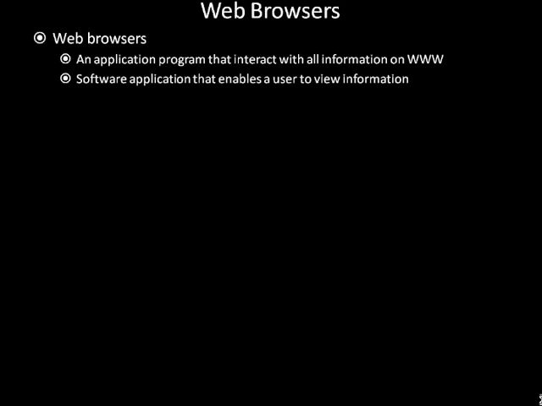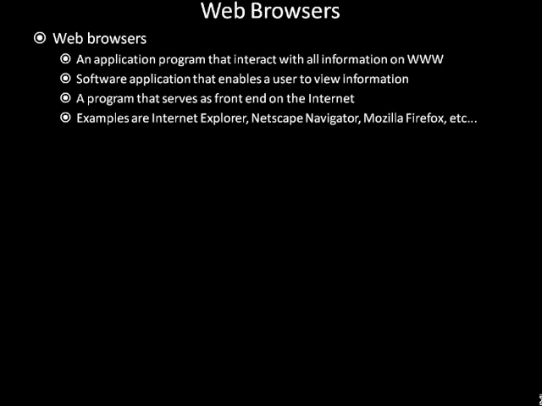It is a program that serves as your front end to the web on the internet, and in order to view a site, you need to type its address into the browser's location field, and the home page of that site is downloaded to you. Examples of web browsers are Internet Explorer, Netscape Navigator, Mozilla Firefox, etc.